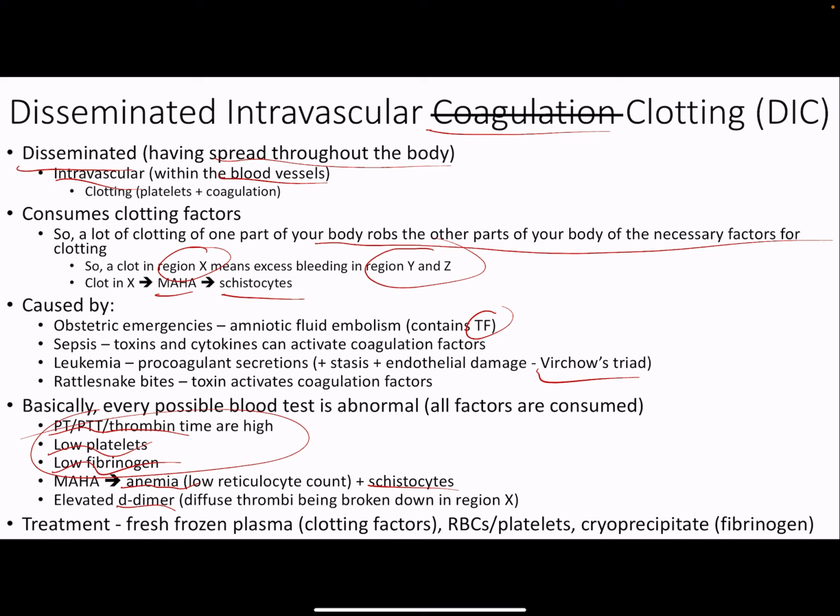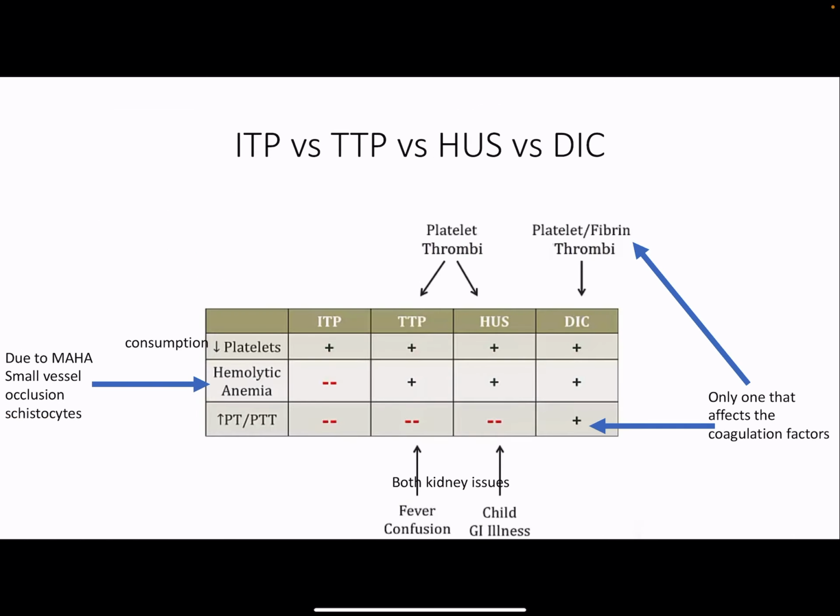So the treatment would be fresh frozen plasma to replenish the clotting factors, the red blood cells, because we had the shearing, the generation of schistocytes in the microvasculature and the MAHA, the platelets, because we said it's not coagulation, it's clotting. We're using up a lot of our platelets as well. And then we also want to replenish the fibrinogen. So we're going to go ahead and provide cryoprecipitate.